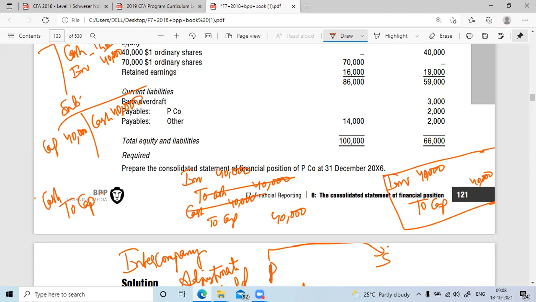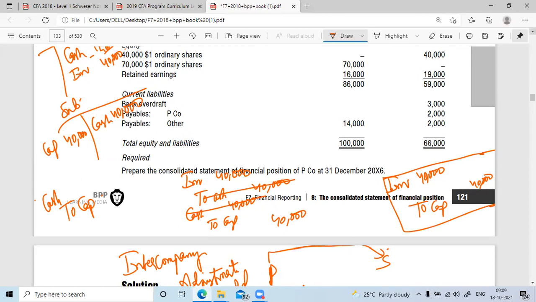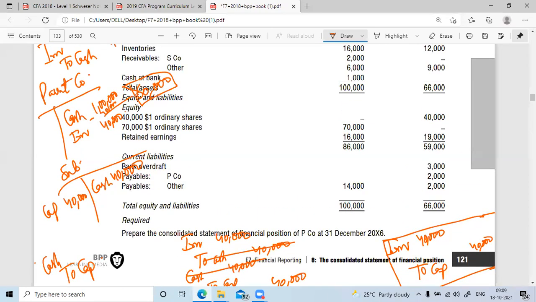You got it? Are you following what I'm saying? Yes, sir. You're following, na? Now what is happening? Now you will consolidate. So when you consolidate, your asset should be how much completely? It should be 1 lakh or 1 lakh 40? 1 lakh, sir. 1 lakh.